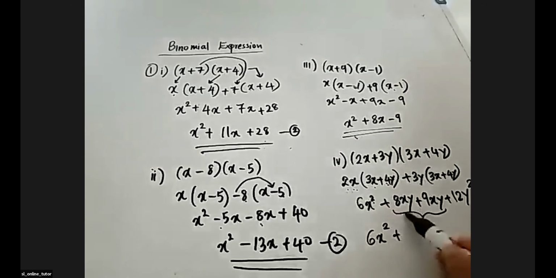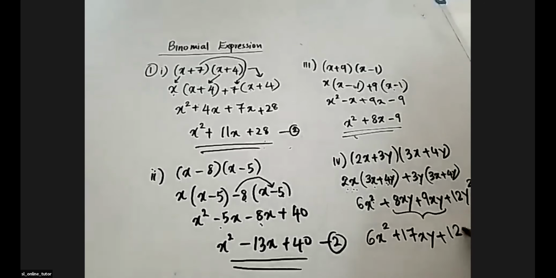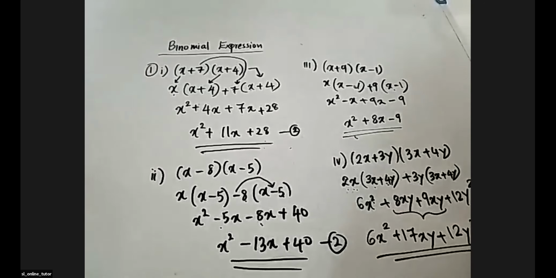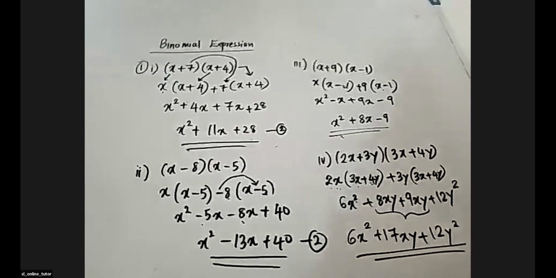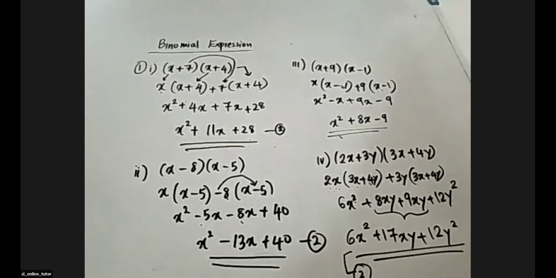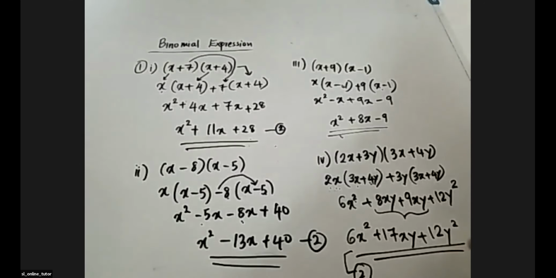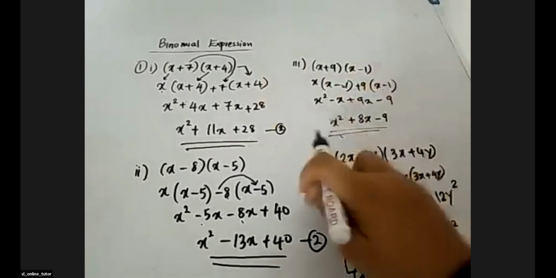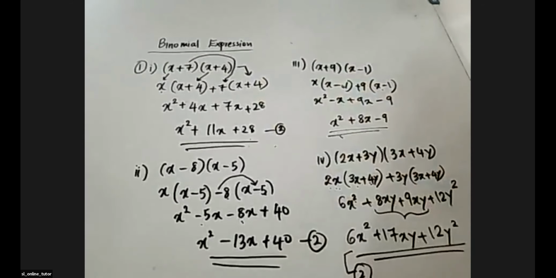Now you can see like terms are in this place. So you can write down 6x squared plus 8 plus 9 is 17xy plus 12y squared. See whether you have written exactly the same answer, and you can get 2 marks if you have got the same answer. Now tell me whether you have any problem in understanding Roman number 1, 2, 3, and 4. If you have anything, ask. No, teacher.